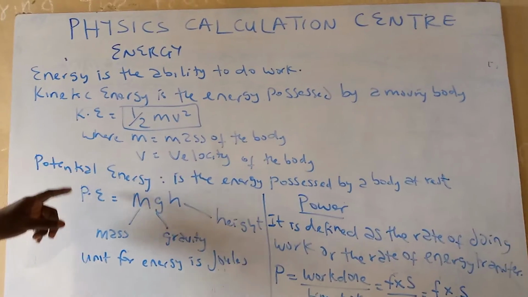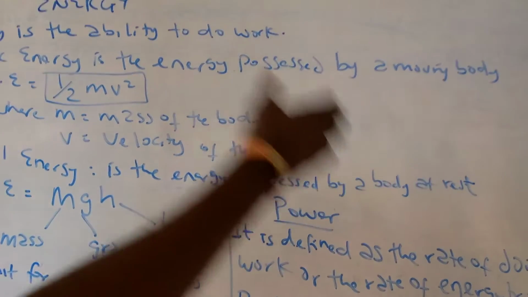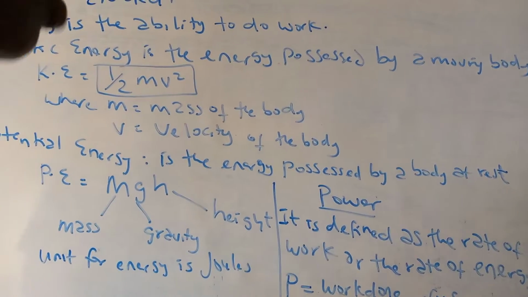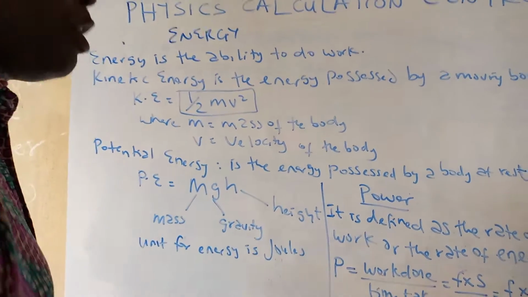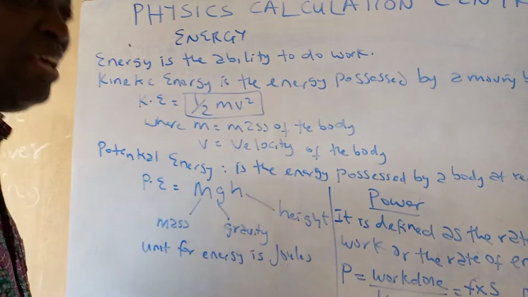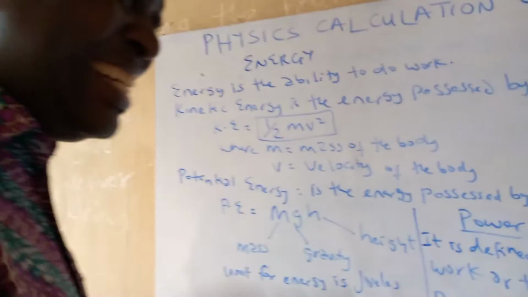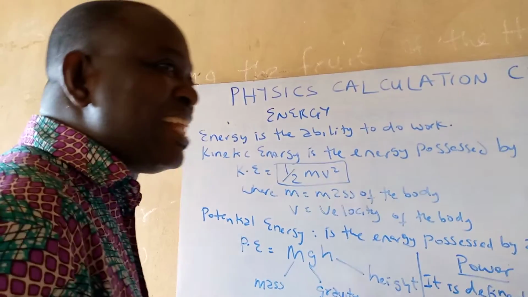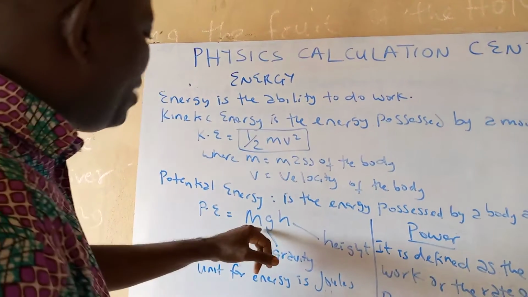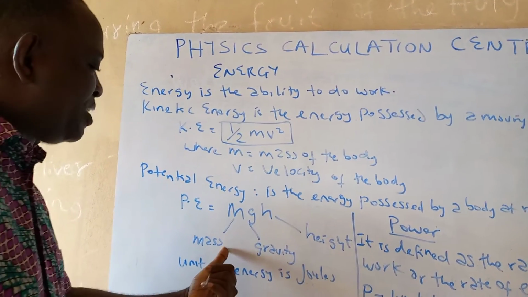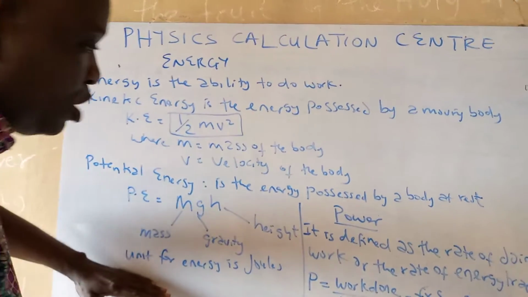The other energy is potential energy, the energy possessed by a body at rest. When a body is not moving, that does not mean there is no energy. When you're sleeping with your eyes closed, you are still using energy, because your heart, kidney, and brain are working. Energies like that are at a position, so we call it potential energy. The formula is mgh, where m is mass, g is gravity, h is height, and it's also measured in joules.